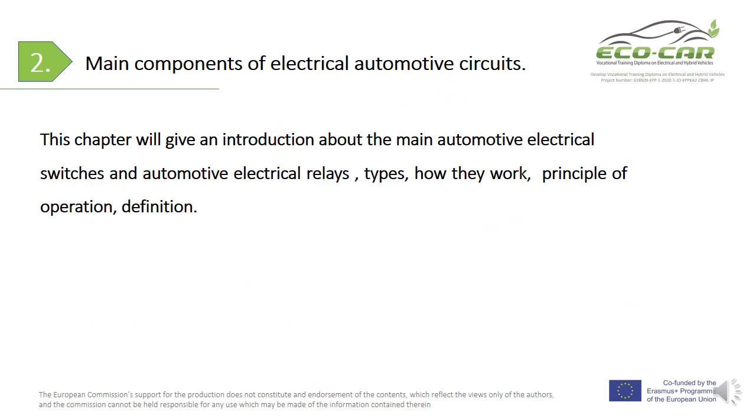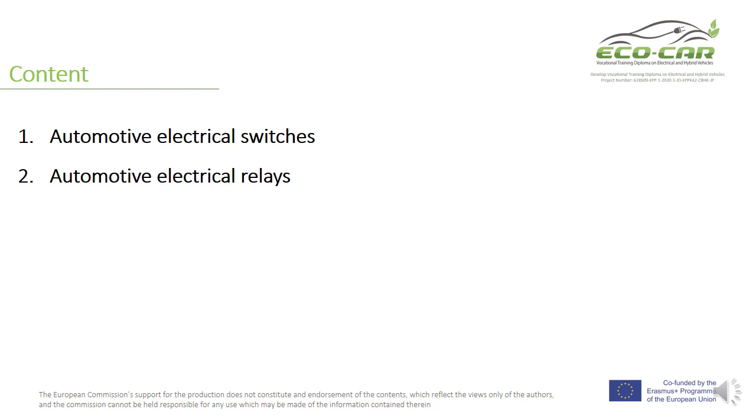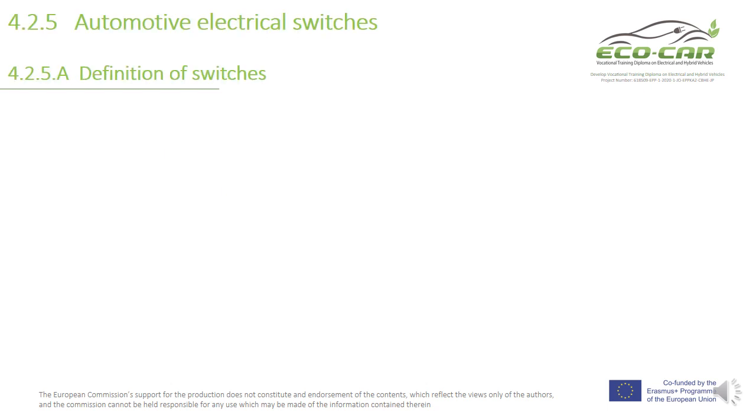The main components of electrical automotive circuits is chapter number 2. This chapter will give an introduction about the main automotive electrical switches and automotive electrical relays types, how to be aware, principle of operation and definition. So chapter 2 of this lecture will cover 2 main subjects. First subject about automotive electrical switches. The second subject will be about automotive relays.